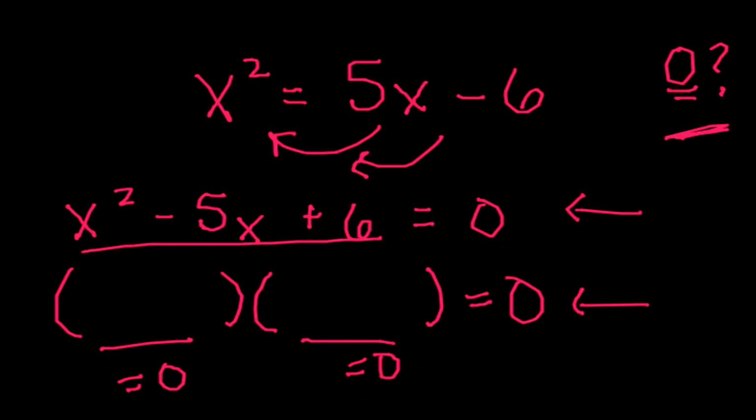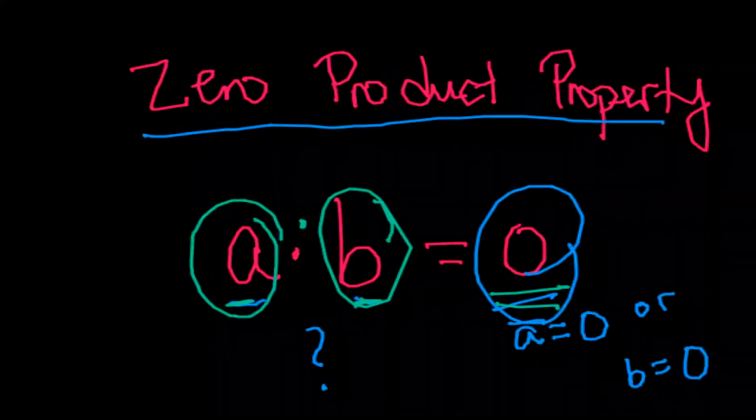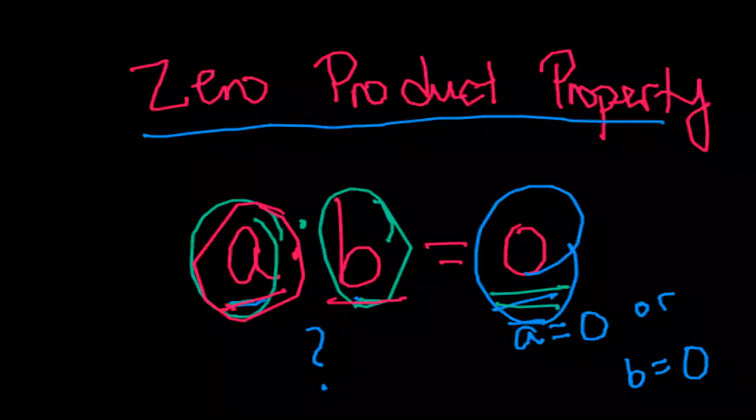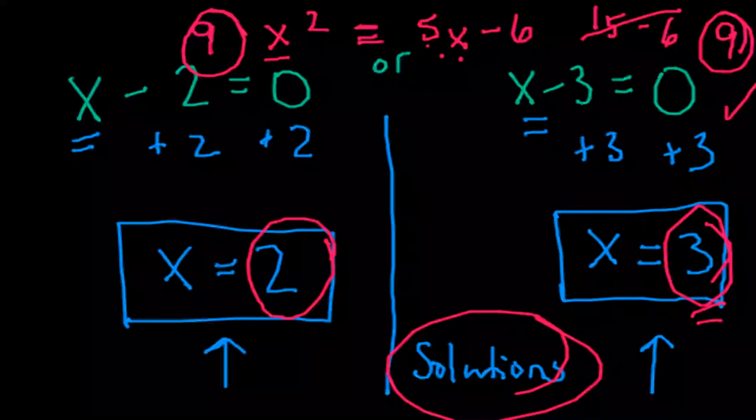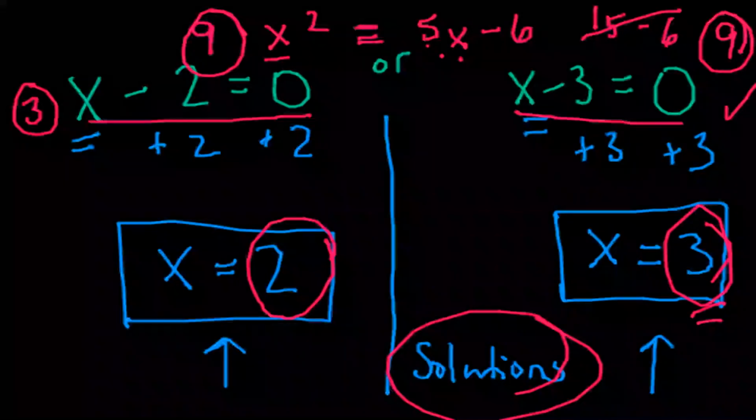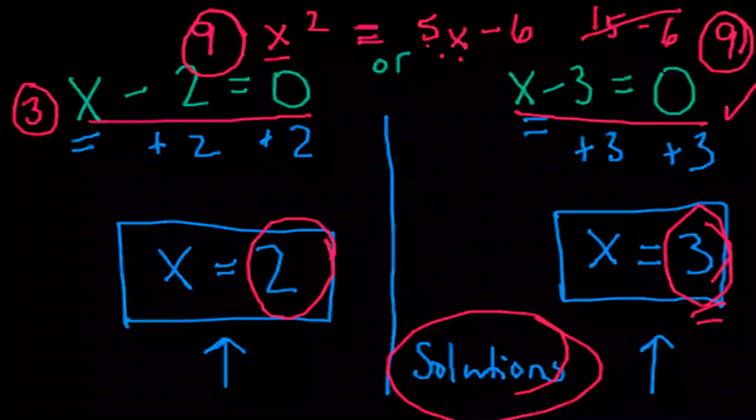Step 3 is to make equations where each part equals 0. In case you're like, what? Why did we do that again? Oh yeah, that's because of the zero product property. If I know A times B is 0, then either A is 0 or B is 0. That's what we did in step 3. So step 3 is to turn them into two expressions that equal 0. X minus 2 is 0, x minus 3 is 0. And then step 4 is just to solve those two.